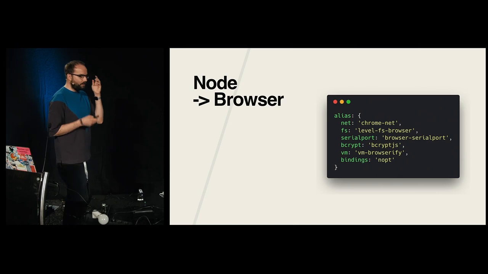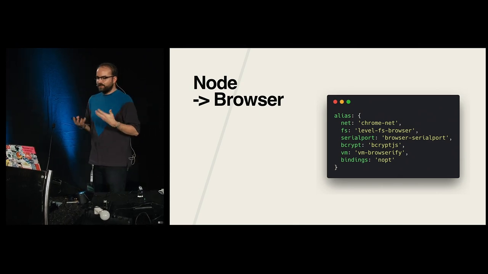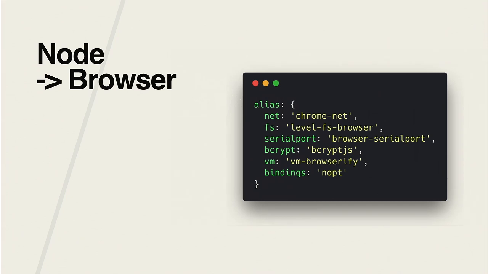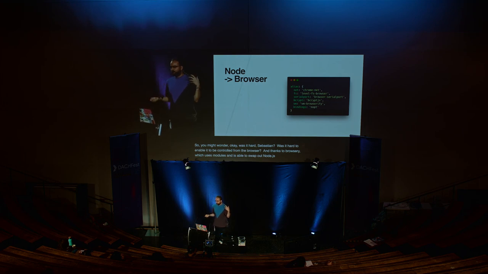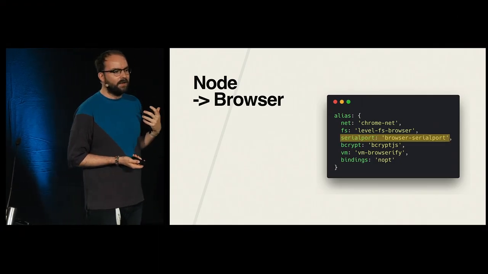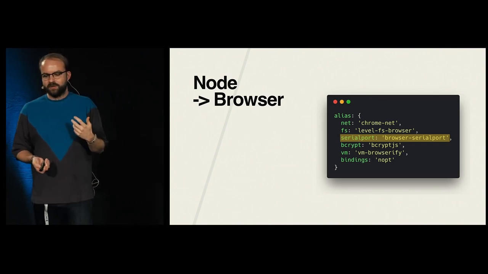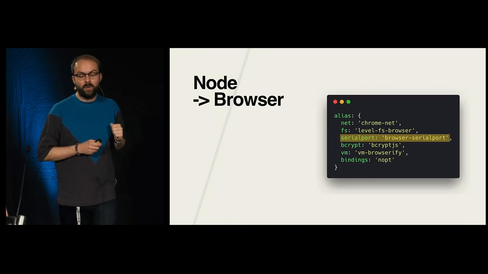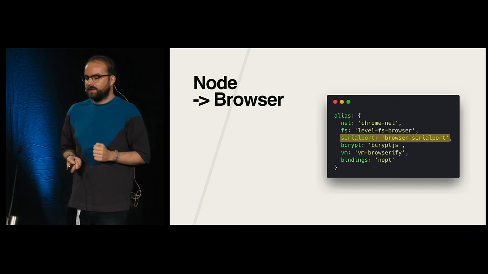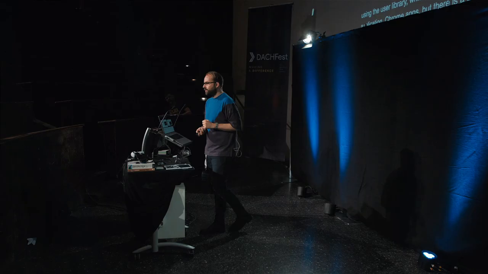So, you might wonder, okay, was it hard, Sebastian? Was it hard to enable the Arduino to be controlled from the browser? And thanks to Browserify, which uses node modules and is able to swap out some Node.js dependencies and Node.js-only modules for browser modules, the browser counterparts, it was actually not that hard at all. So I'm using a fork of the browser serial port library, which was originally implemented for Chrome apps. But there is a fork of it which exposes the low-level serial port interface via WebUSB. And after I swapped those dependencies, I was basically ready to go.